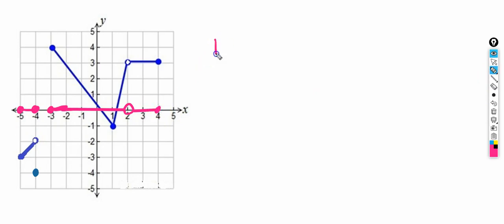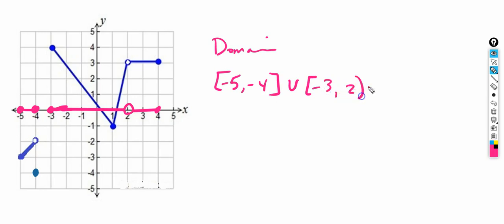So for this one, the domain has changed. It's going to be -5 to -4 inclusive. Okay, and then I have a gap. Alright, so that's where it's different. Now what about the range?